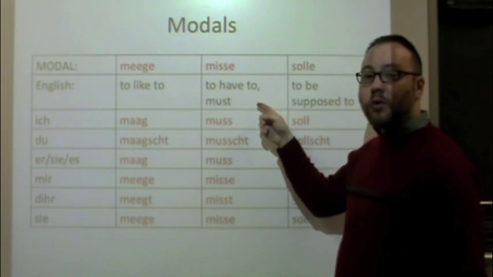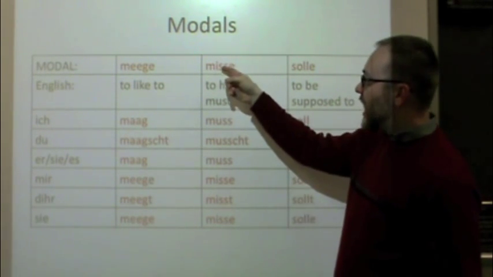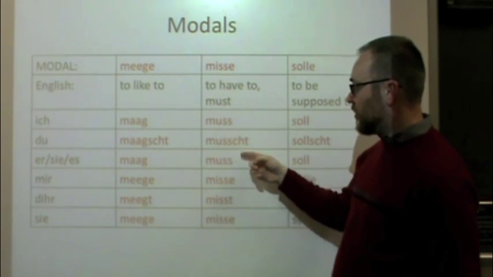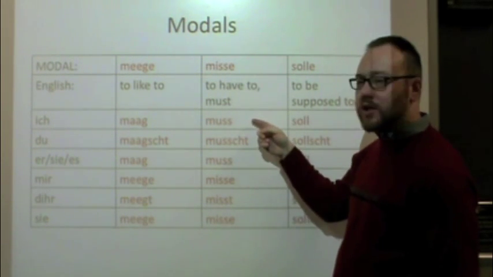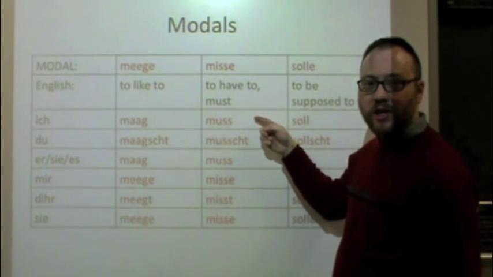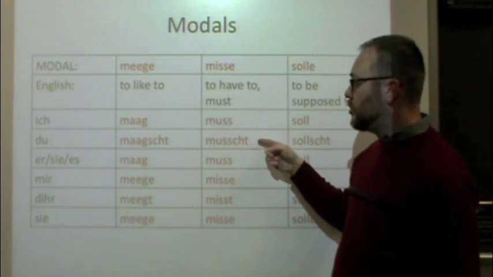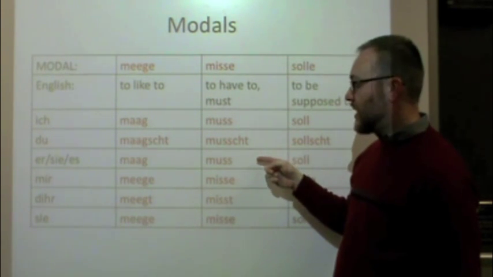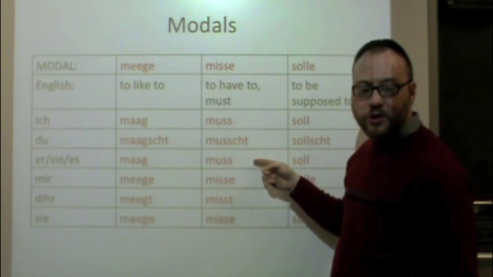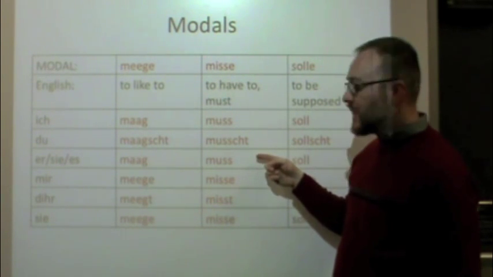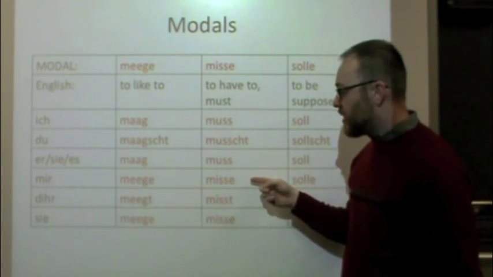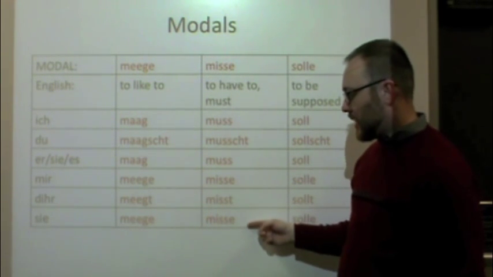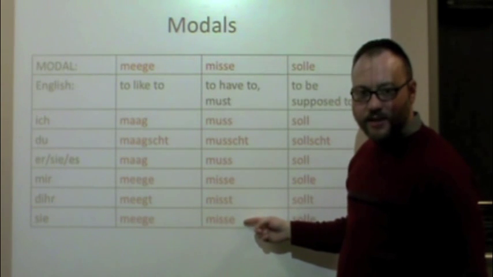Misse, to have to or must. Notice the I, M-I-S-S-E, changes to a U in the first three forms. So it goes from misse to ich muss, du musst, sie und es muss. Then it changes back to its I. Mir misse, dir misst, and sie misse. Okay.